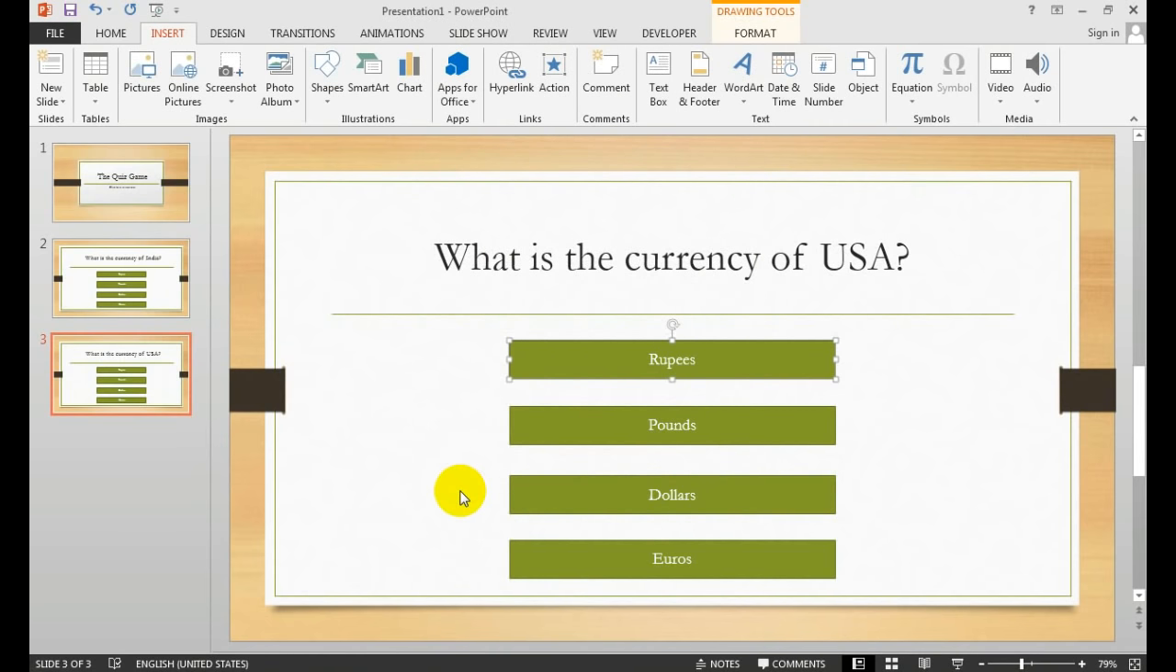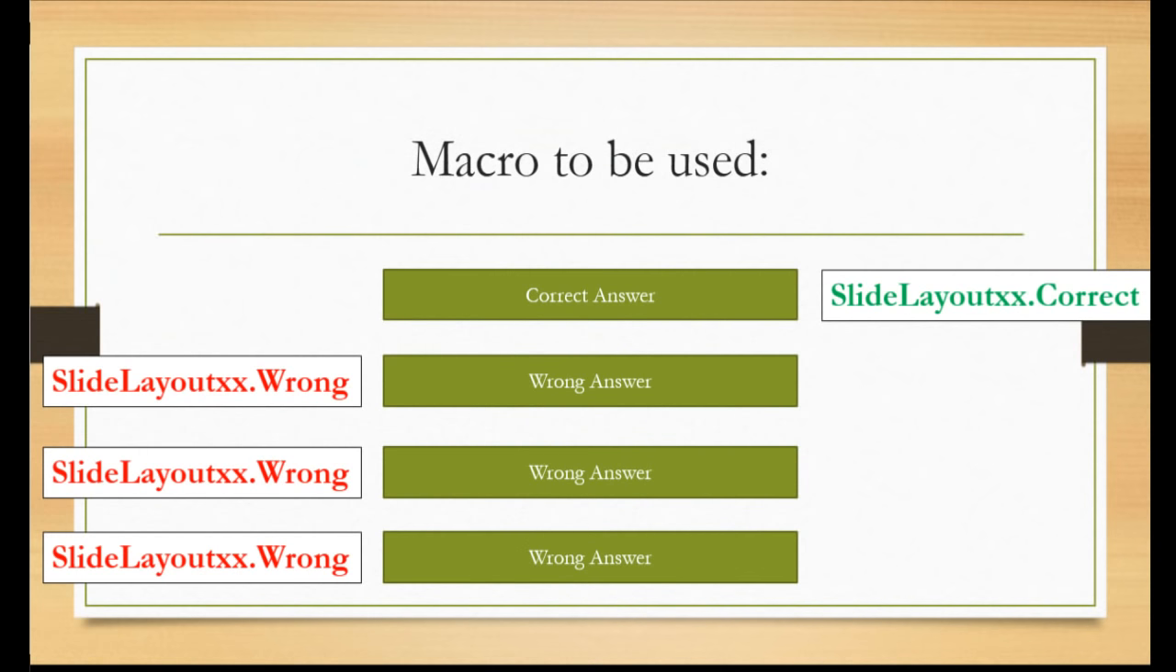You can have as many questions as you want. You can simply start duplicating the question slide and add more questions. You just need to add the correct macro to the correct answer and the wrong macro to the incorrect answer.